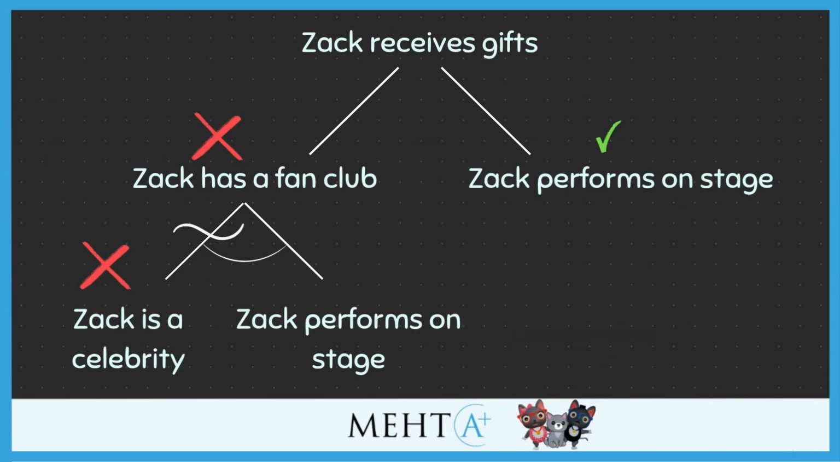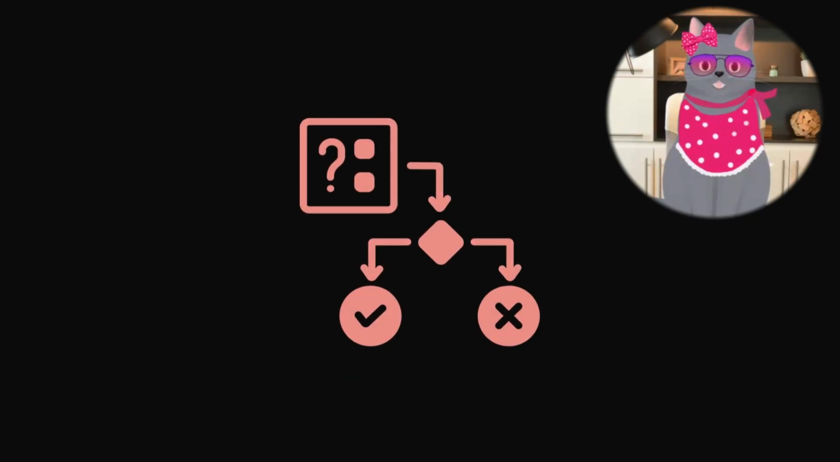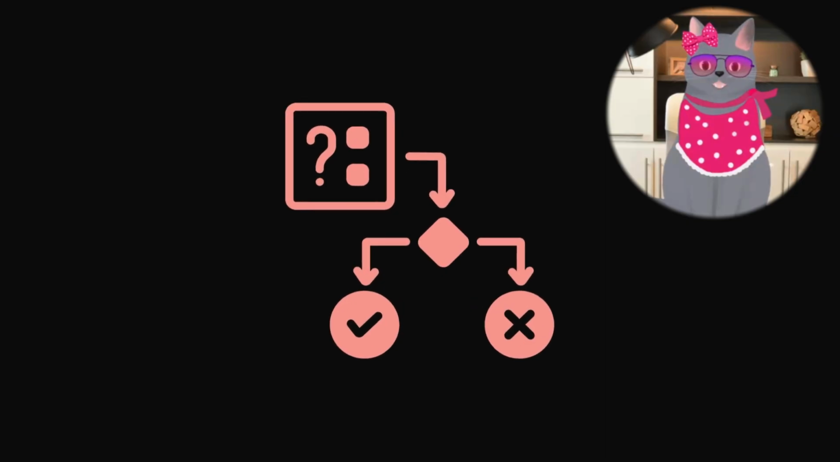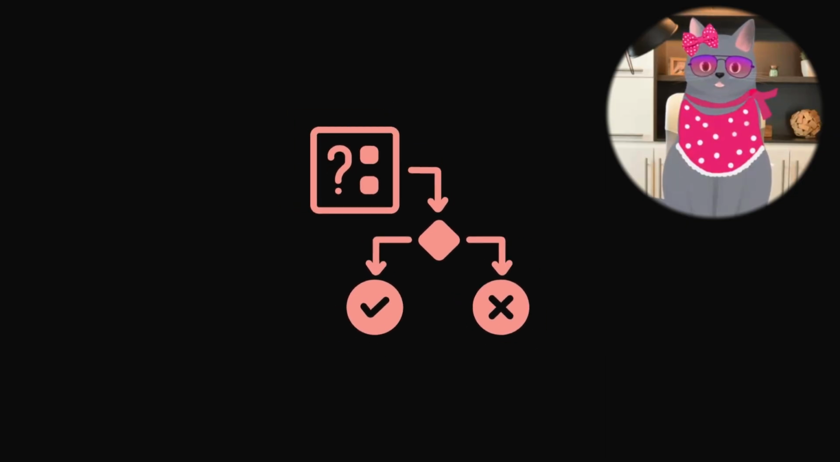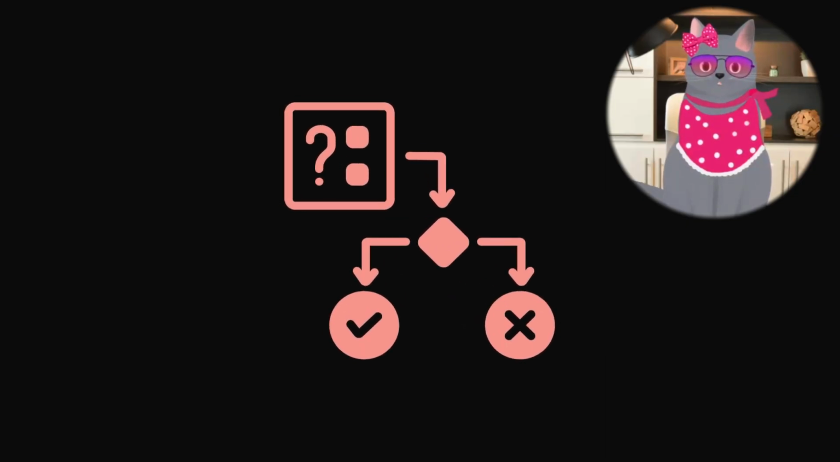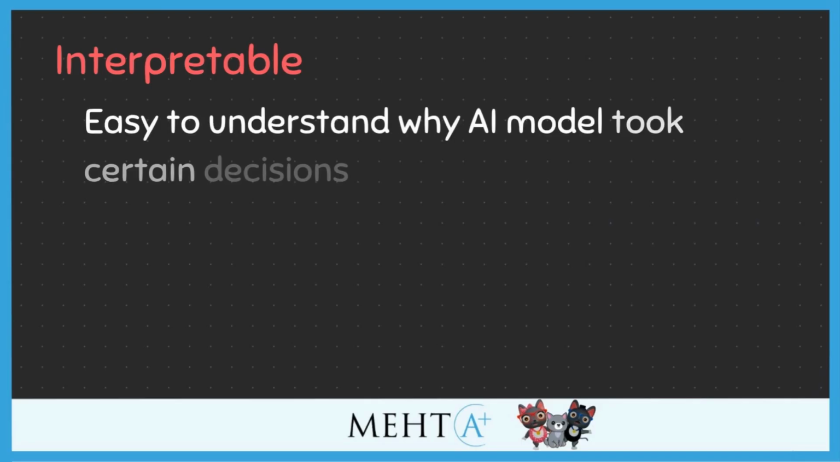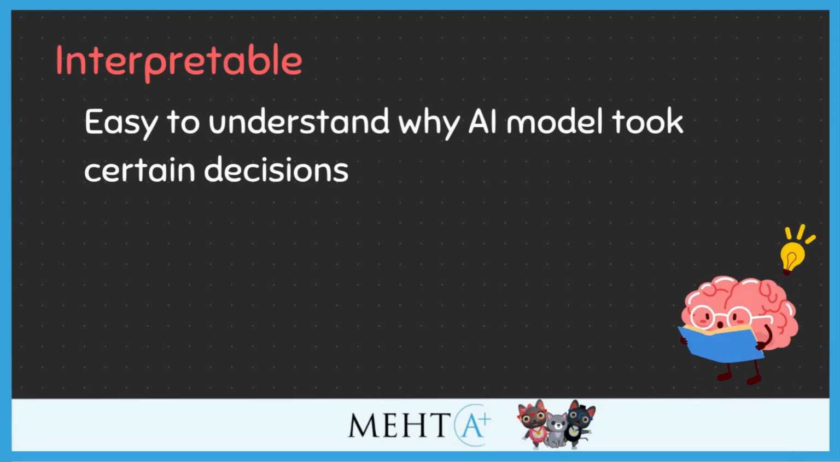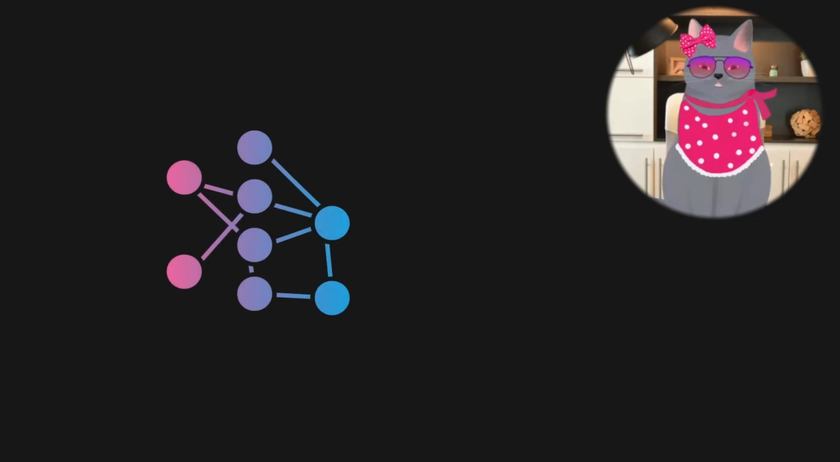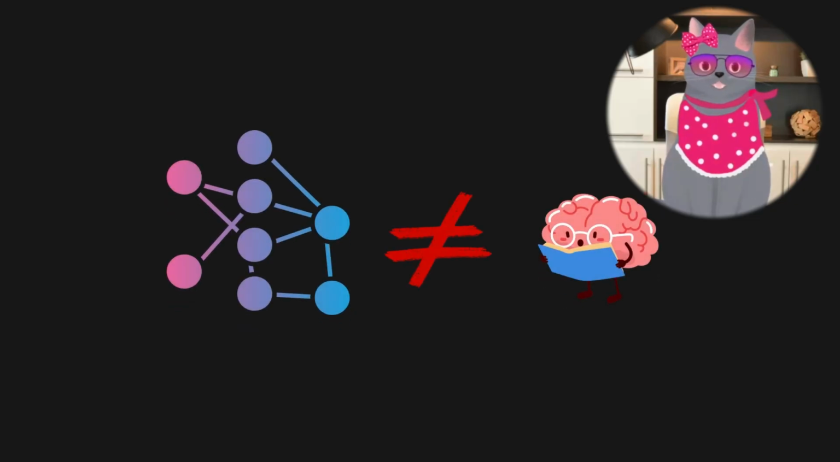Zack performs on stage is an assertion, and thus Zack does receive gifts. Comprende? So this is pretty much it. This is one of the simplest AI models, rule-based systems at work. You can see how rule-based systems are so interpretable. It's easy to understand how the computer is coming up with conclusions. Unfortunately, that won't be the case as we discuss other models in future modules.